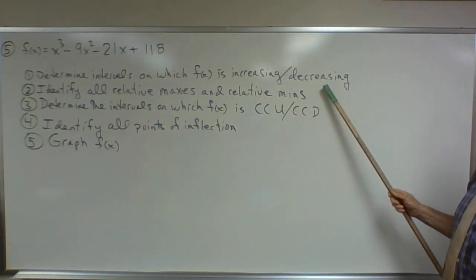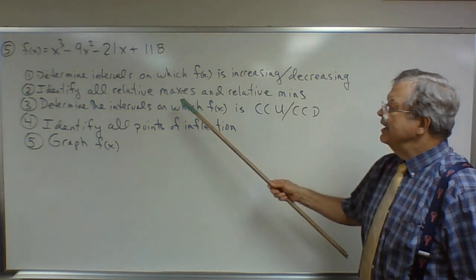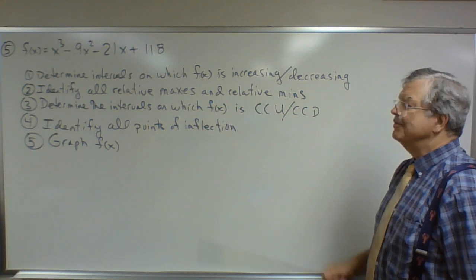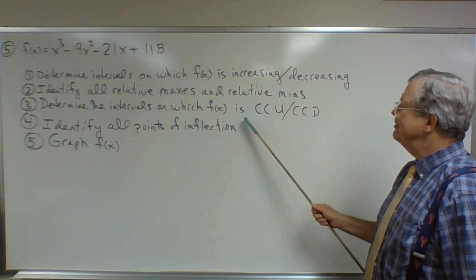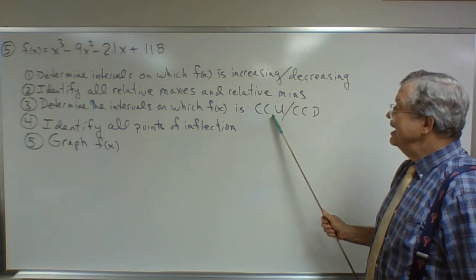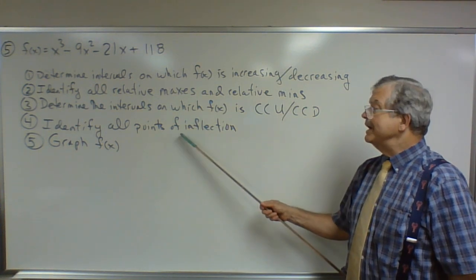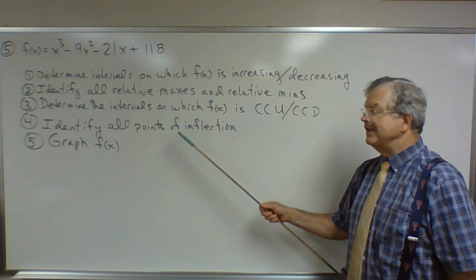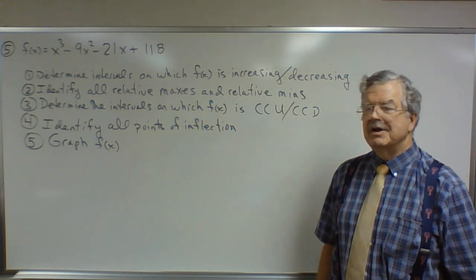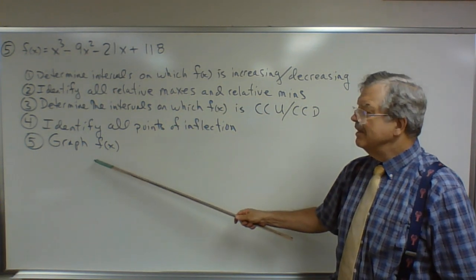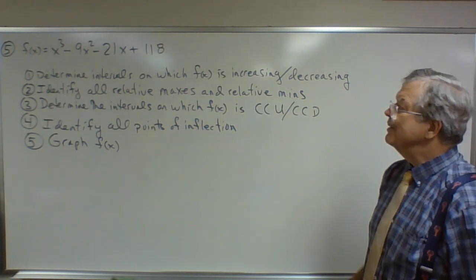We're going to determine the intervals on which f of x is increasing and decreasing. We're going to identify all relative maximums and relative mins. We're going to determine the intervals over which f of x is concave up and the intervals on which f of x is concave down. We're going to identify all the points of inflection. And then once we gather all that information, we're going to use that information to sketch the graph of f of x. So let's get on with it.